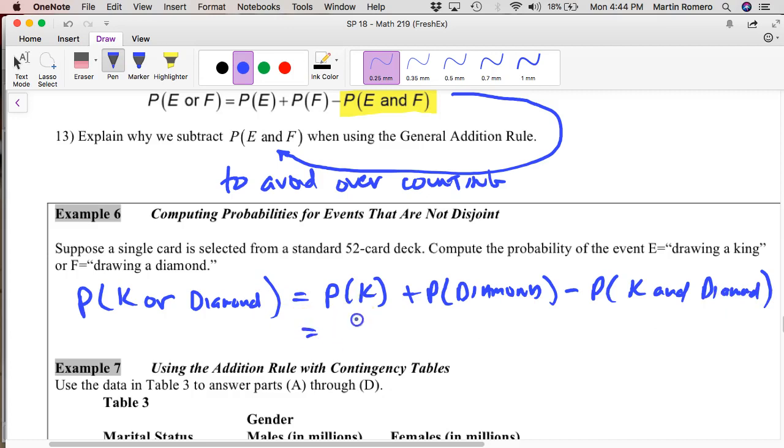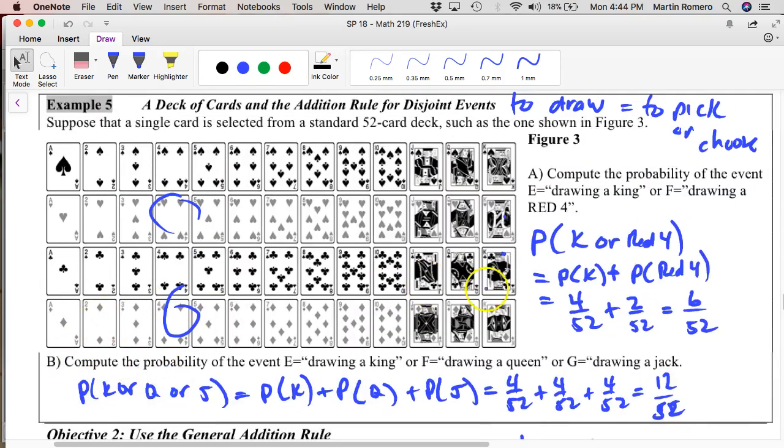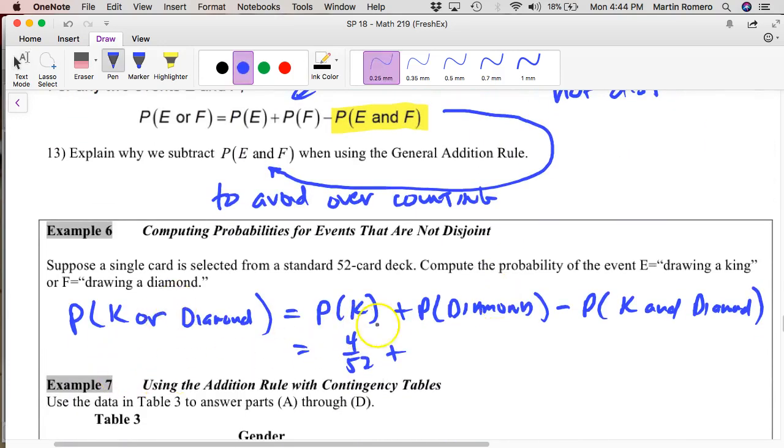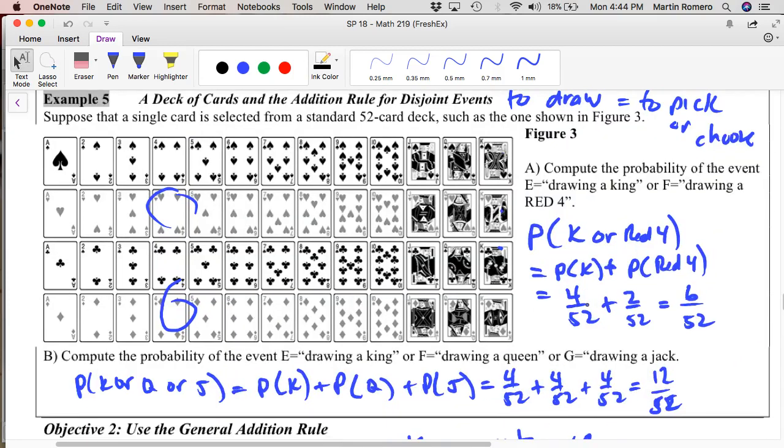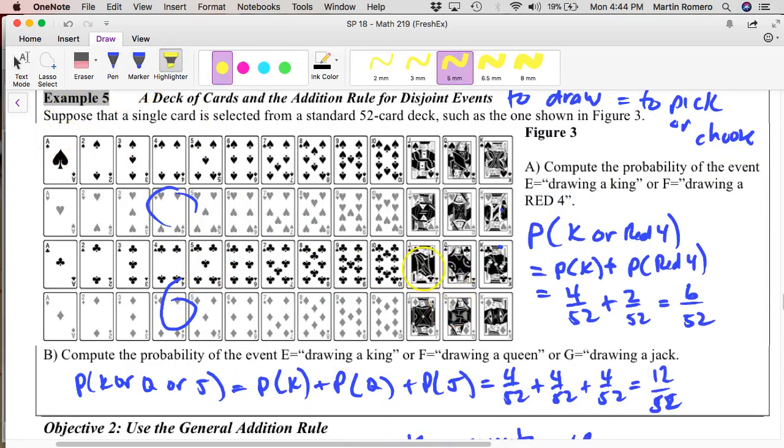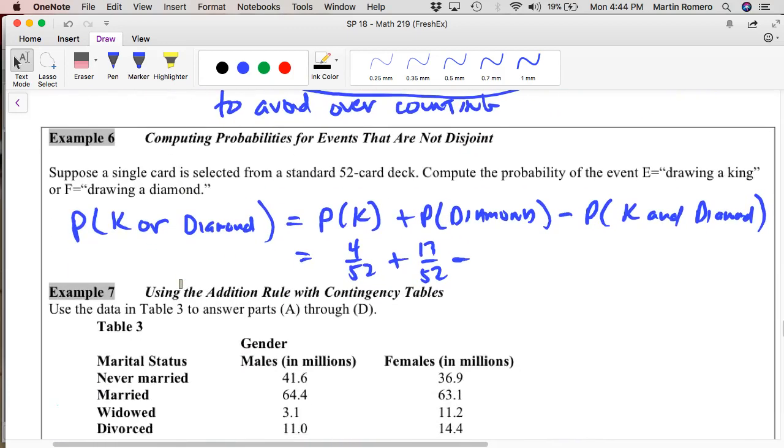In this case, the probability of the king is 4 out of 52. The probability of a diamond, there are 13 diamonds, so it would be 13 out of 52. And then minus the king and the diamond. This is the one right here that is a king and a diamond. So there's one that we would consider a king and a diamond, and then you subtract out 1 out of 52. So this answer would be 16 minus 1, 17 minus 1, so it's 16 out of 52. And again, you would change that to a decimal.